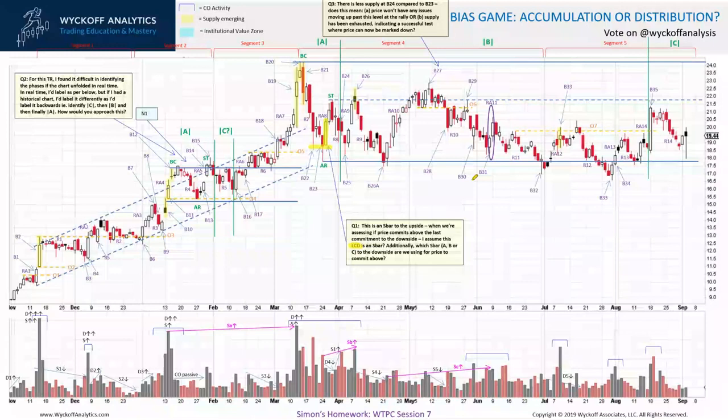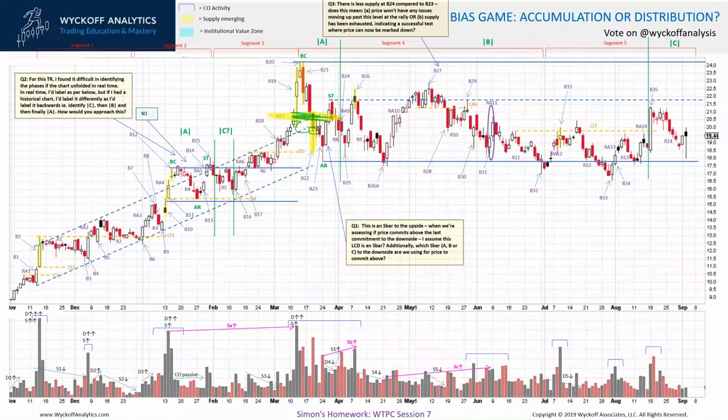Additionally, which significant bar, A, B, or C to the downside are we using for price to commit above? We usually would be looking for the close that would be kind of like open and committing below the last commitment, the last support. So this close is below the low of the previous bar, so we see the progression of the commitment to the downside. Here, this is our support. We don't have the close below. We have the close actually above.